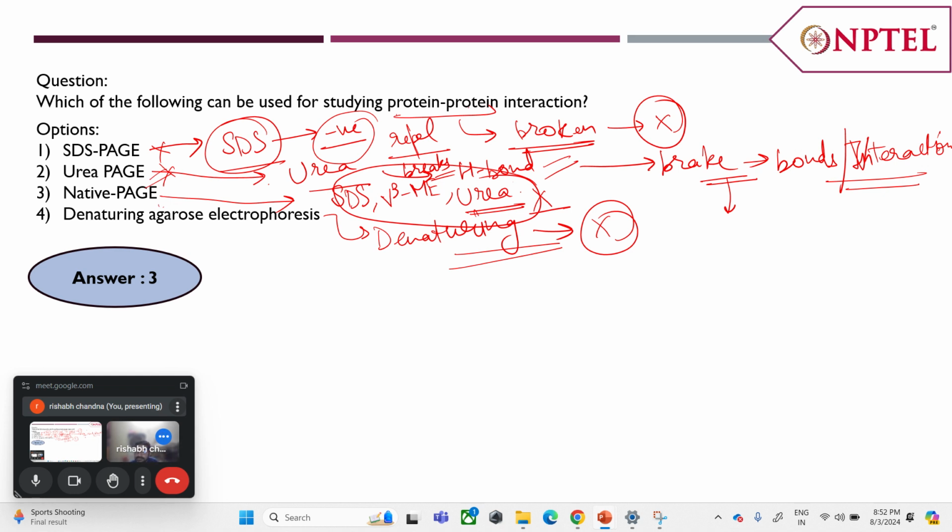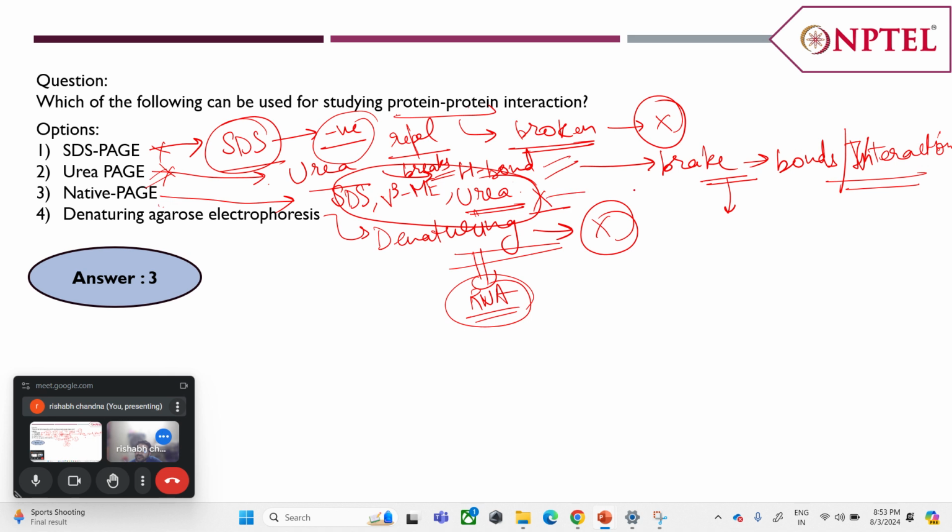If we are using the denaturing agarose gel electrophoresis, in that case we use certain conditions, but in case of agarose electrophoresis, we do not generally study protein content, because it will not be able to resolve it properly. It is for the RNA gel. So we will not use agarose gel electrophoresis for studying the protein amount or protein content.